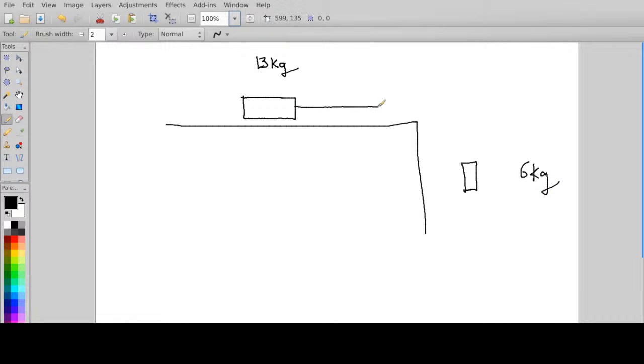Then you would see a string attached like this, and you would see a pulley holding all of this in place. Well, that didn't turn out quite right, but you got the idea. This string should be up and down. I'm sorry about that. Let's try it again. Like this, and there. That's a lot better.